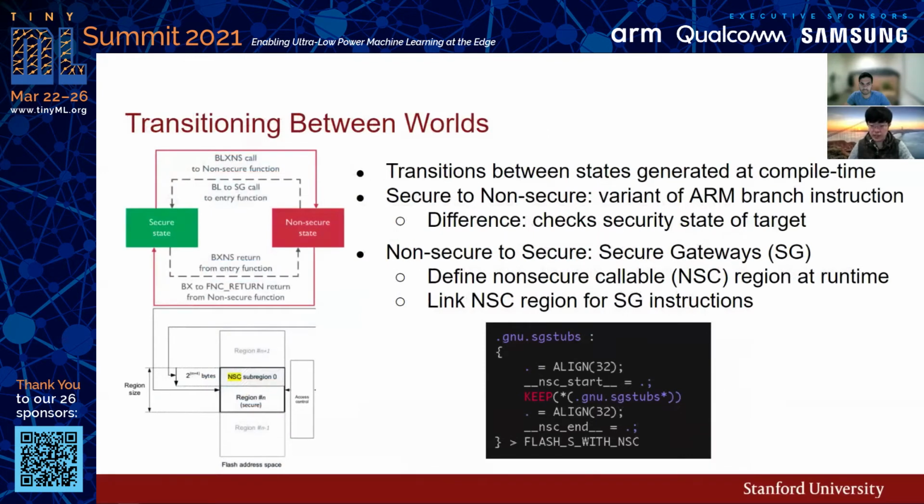Transitions between these states are asymmetric and are generated at compile time. Transitions from the secure state to the non-secure state require a variant of the Arm branch instruction, namely the BXNS or BLXNS, seen in the diagram to the left. These variants check the security state of the target. Transitions from the non-secure state to secure state require secure gateways, or SG instructions. These are implemented by defining a non-secure callable region at runtime and then linking this region for these SG instructions.